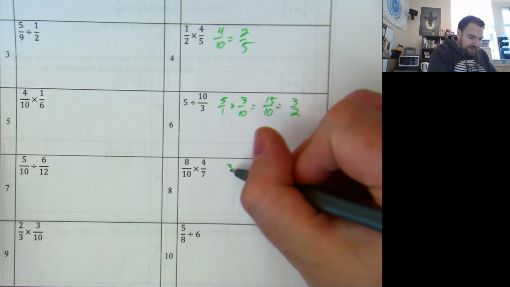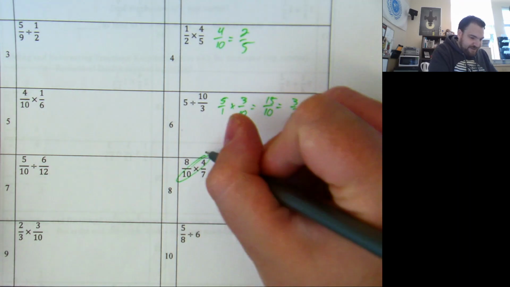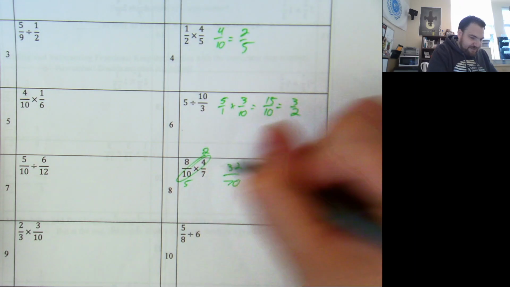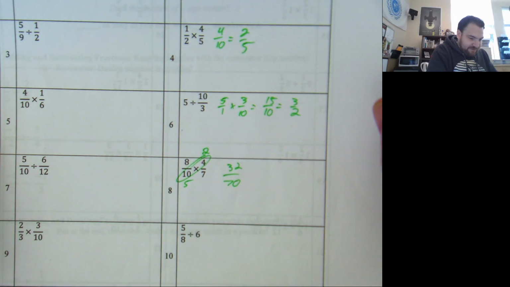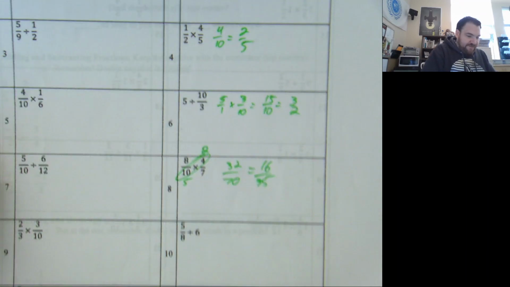We're going to get 32 over 70. Wow, that's terrible. I should have cross-simplified this. That's going to become a 2. That's going to become a 5. That's as much simplifying as I can do, which would have made this thing 16 over 35.